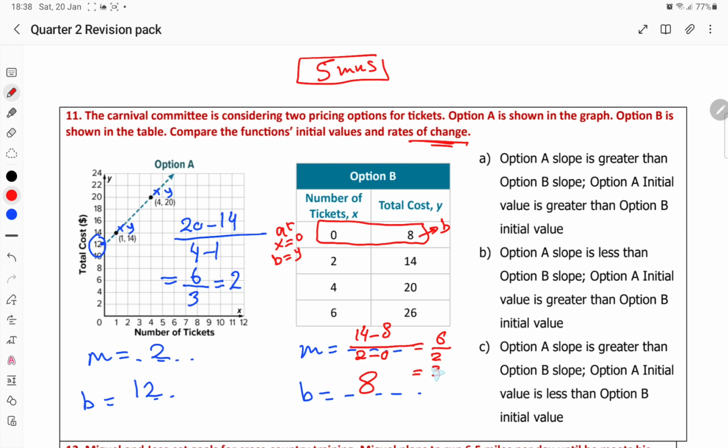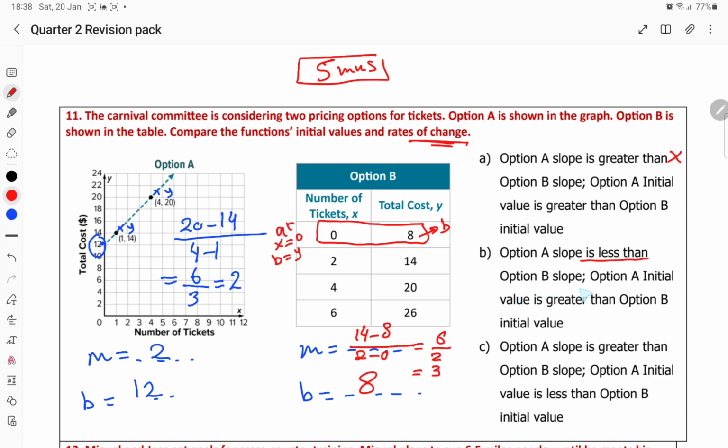the slope of B is greater and the y-intercept of A is greater. So let's see the options. Option A, slope is greater? No. Option A, slope is less? Yes, because this is 2 and this is 3.